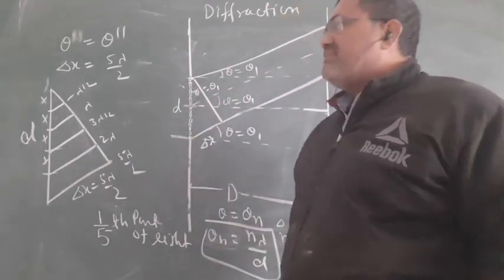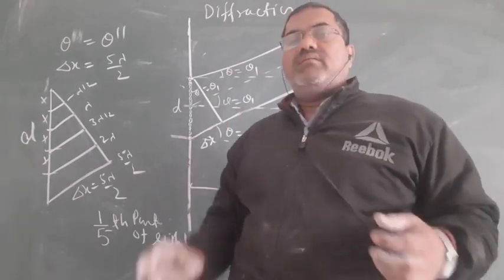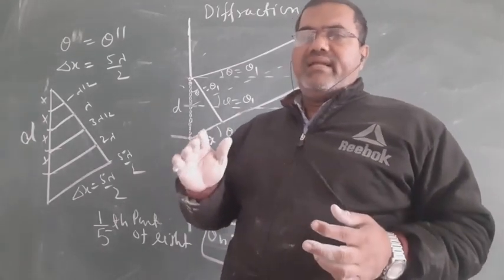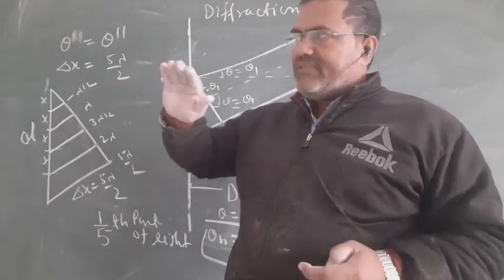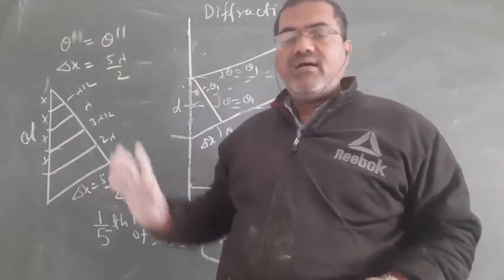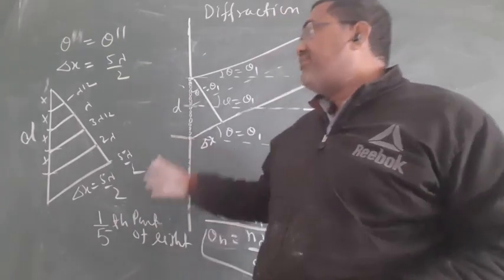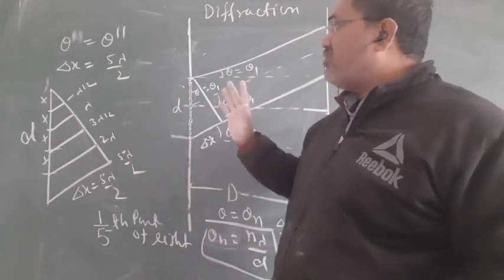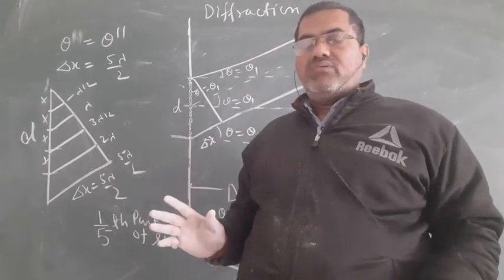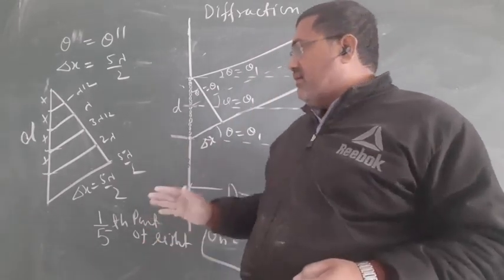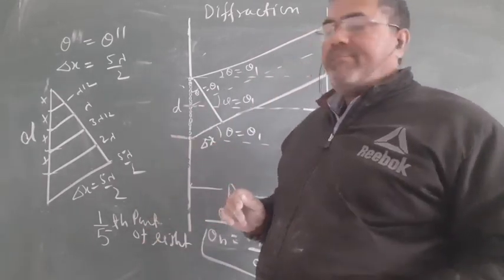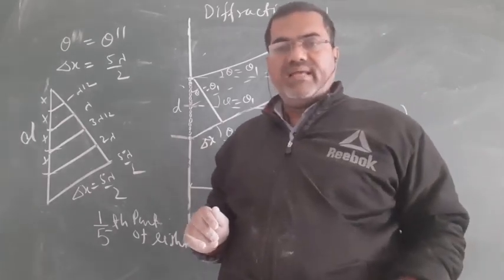So you can say the intensity will decrease as we move away from the central maxima, and lastly it will diminish. So this is all about the position of maxima and minima. We will discuss further concepts in the next lecture. So for today, thank you.